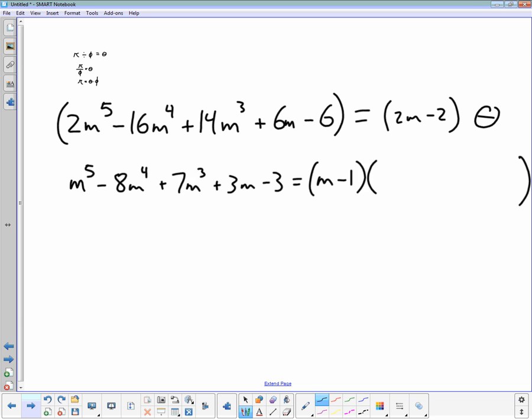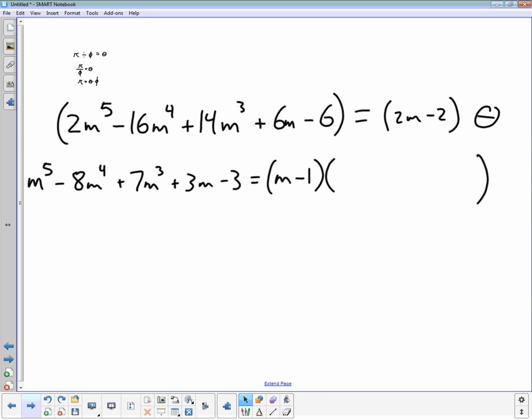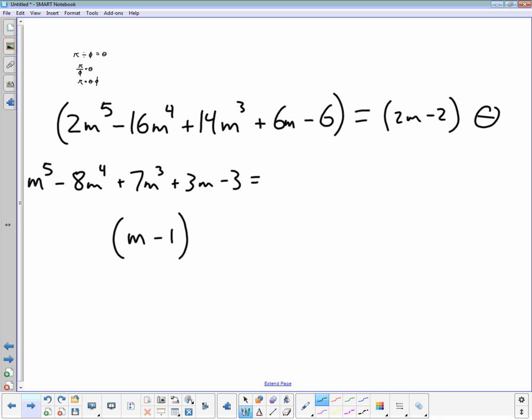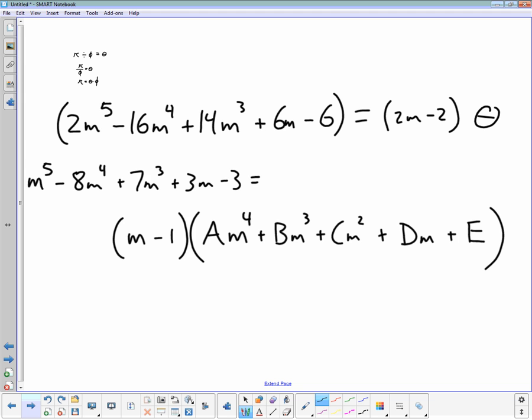Times somebody else, somebody big. All right, now what is that big evil polynomial actually really supposed to be? Well, actually, I'll do it on another line. So, m times something gives me m to the fifth, right? So what should this exponent be? To the fourth. And you're going to get some crazy system of equations.